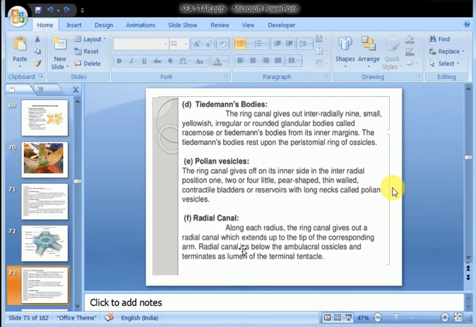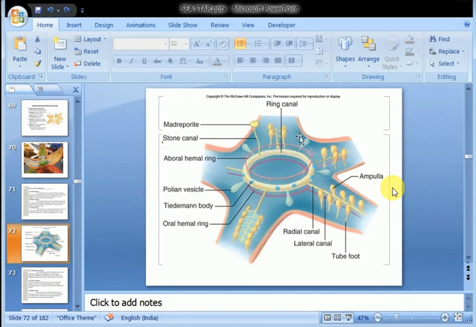Then we have radial canals. Along each radius, the ring canal gives out a radial canal which extends up to the tip of the corresponding arm. Radial canal rests below the ambulacral ossicles and terminates as the lumen of the terminal tentacle. So these two, Tiedemann bodies and Polian vesicles, they are part of this. They open into this ring canal. Here you see, these are the Tiedemann bodies in this figure, and there are these Polian vesicles. So they open into this ring canal.